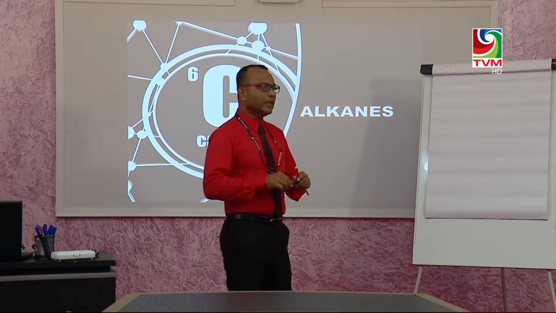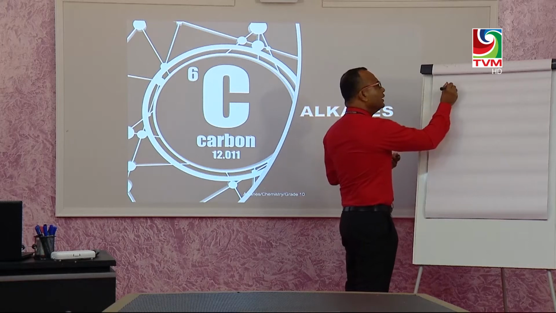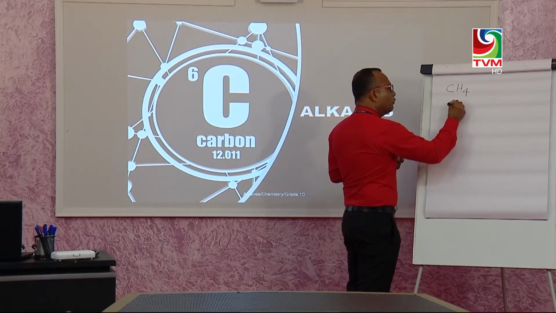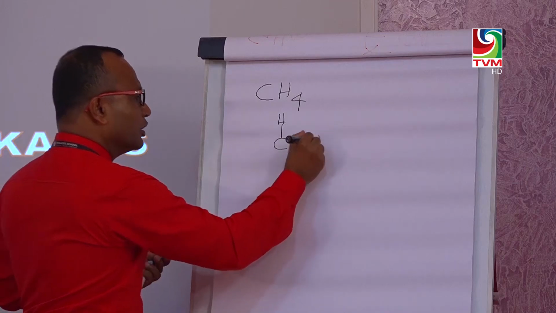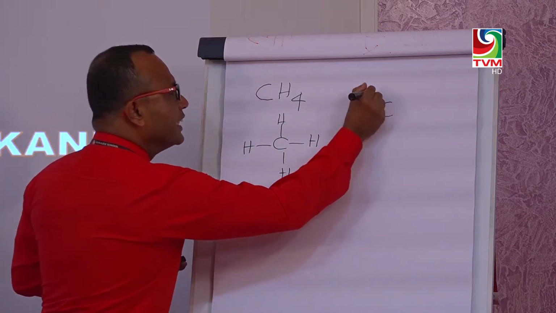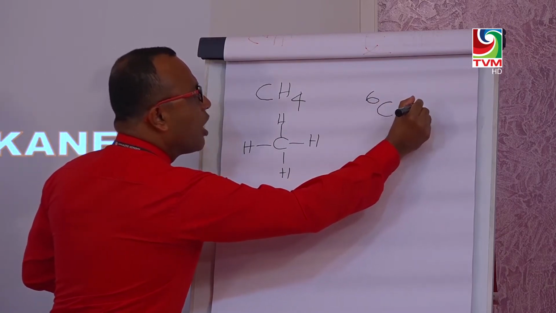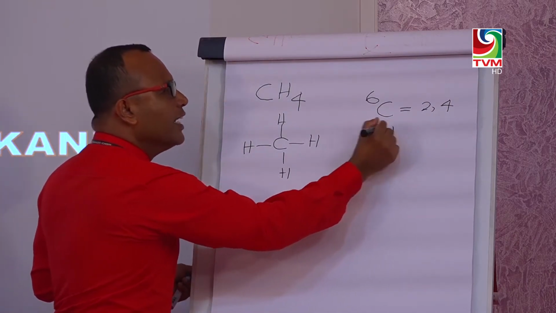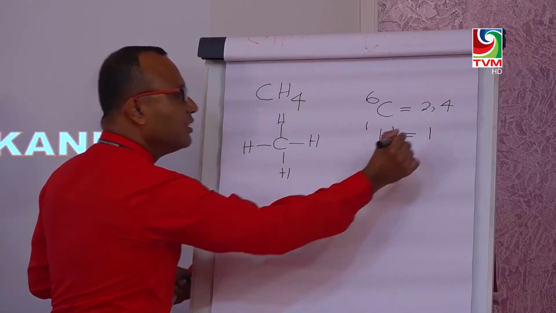When you draw the dot and cross diagram of alkanes, first we need to draw the structural formula of the particular alkane. For instance, methane, as you know, has 1 carbon and 4 hydrogen. Carbon at the center, 4 hydrogen around it. The atomic number of carbon is 6, so I write its electron configuration 2, 4. The hydrogen atomic number is 1, so I write its electron configuration 1.